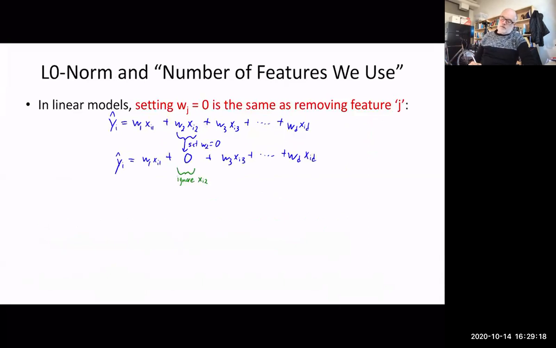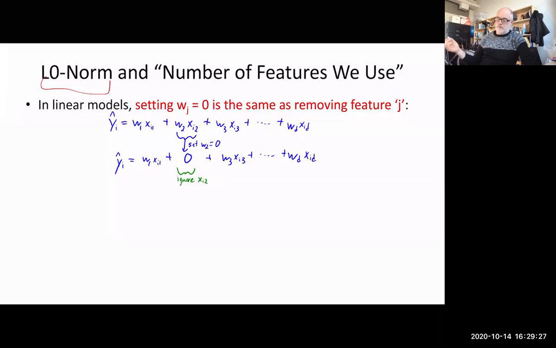So what does that look like? Well, the L0 norm is related to the number of features that we use in the following sense. In linear models, and this is obvious, setting one of the regression parameters equal to 0 is the same as removing the feature, right? So if you set W2 equal to 0, then feature X2 goes away. So the more zeros you have in your parameter vector, the less complex a model you have.